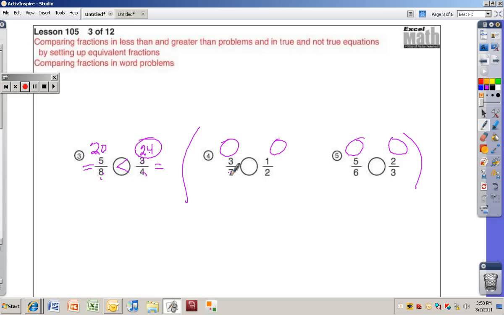All right, here we go. 7 times 1 is 7. 2 times 3 is 6. 7 is larger than 6, so you go like that. 6 times 2 is 12. 3 times 5 is 15. 15 is larger than 12, so you put that symbol in there just like that.